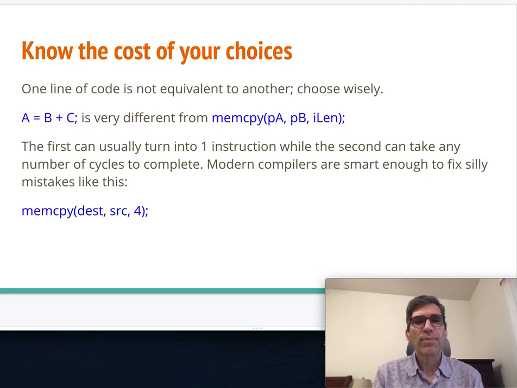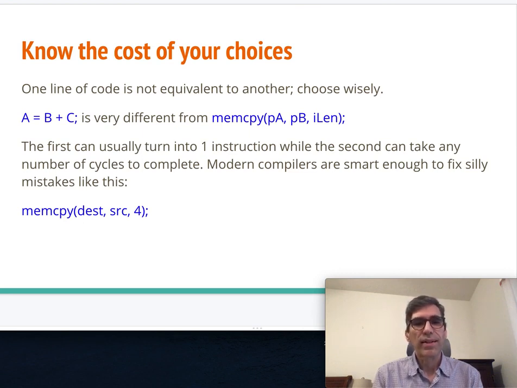The first topic here is about the cost of your choices. Each line of code in C++ is definitely not equivalent to another. Something simple like an assignment A equals B plus C will turn into at most 2 instructions, but typically just 1. And then something like memcopy is a function call to who knows how many instructions. Usually it's at least 100 instructions just to check boundaries and check memory alignment and lengths and so forth.